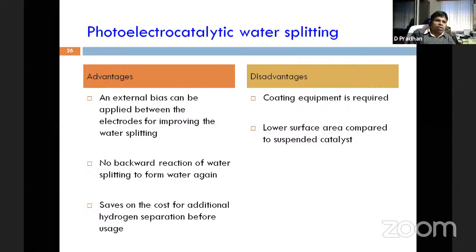And there is no backward reaction of water splitting, because hydrogen is forming at one place, the counter electrode, and oxygen is forming at the anode, the working electrode. They get generated at different places, so no backward reaction occurs. And the second thing is that you do not have additional cost to separate them. The disadvantage is that it is an electrochemical process on the surface, so you need to have a separate coating process. You have to have a conducting substrate on which we can coat the photocatalyst material. And as compared to the powder catalyst, it cannot have a very high surface area, because once you coat it, the surface area will decrease unless it is very porous. But still, compared to the powder, the surface area will be less.